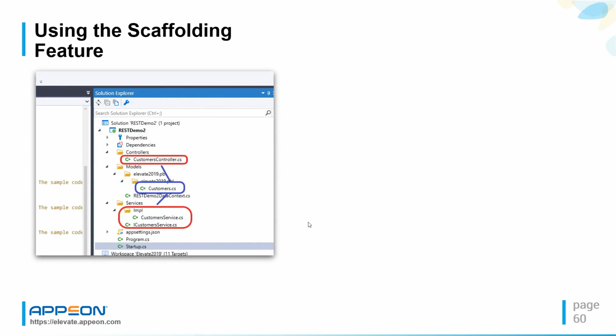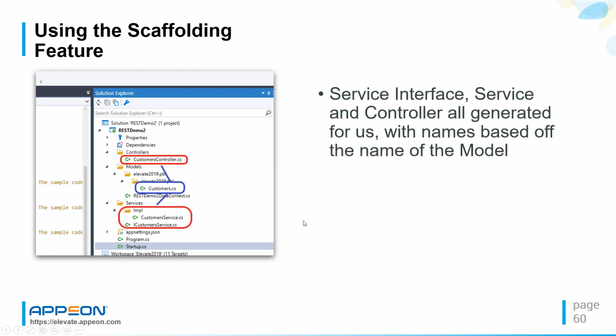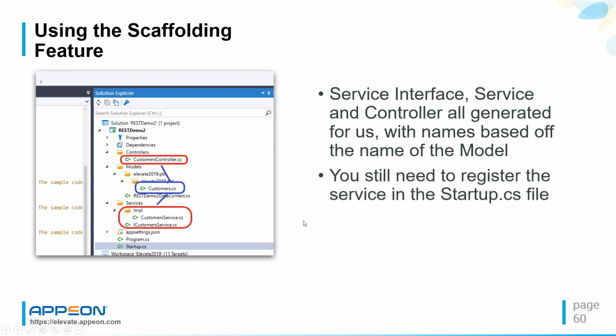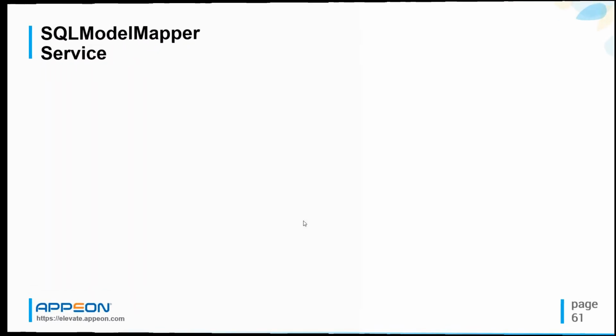So this is what got created. We've got our customers class, that's what we exported. Then we've got our ICustomerService and CustomerService, the service interface and service, and the customer controller, all generated for us automatically. The red is generated for us automatically. The blue is what we exported. But we still have to do one more thing. The part I always forget is we need to register the service in the startup.cs file.